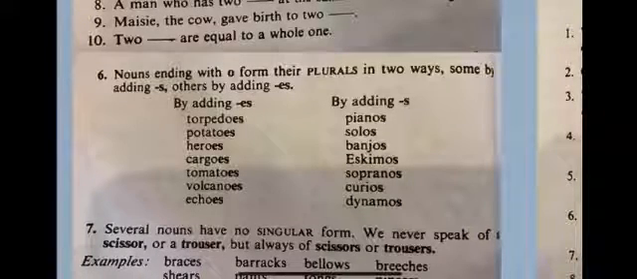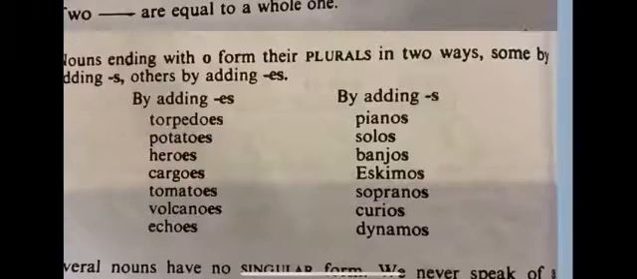Nouns ending with o form their plural in 2 ways, some by adding s and some by adding es. By adding es, there are some words like torpedoes. Torpedoes means they are kind of underwater missiles, which can be fired from a ship or submarine and dropped into the water. It's a missile, underwater missile.